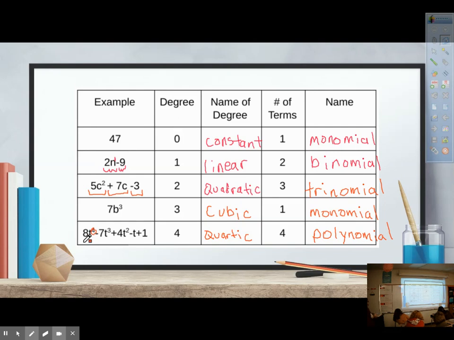Also, the terms in this expression are 8t to the 4th, negative 7t to the 3rd, positive 4t squared, negative t, and positive 1. Okay? So you want to look at the plus signs and the minus signs, the positives and negatives.